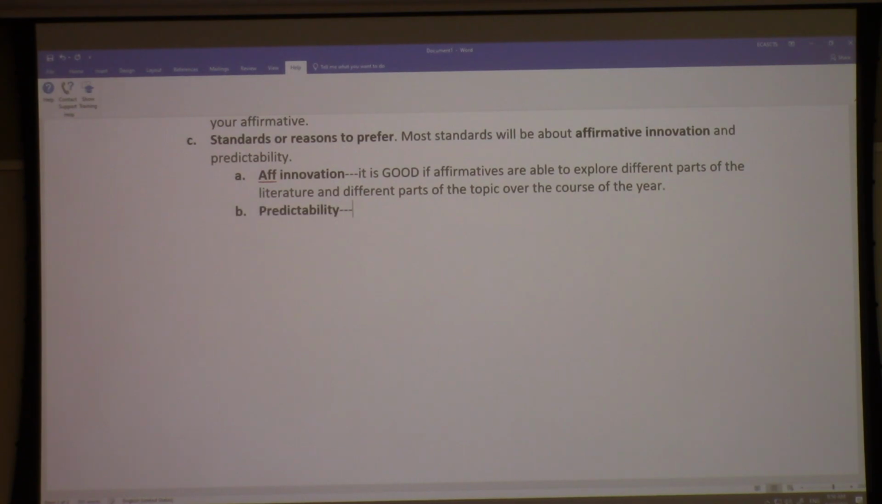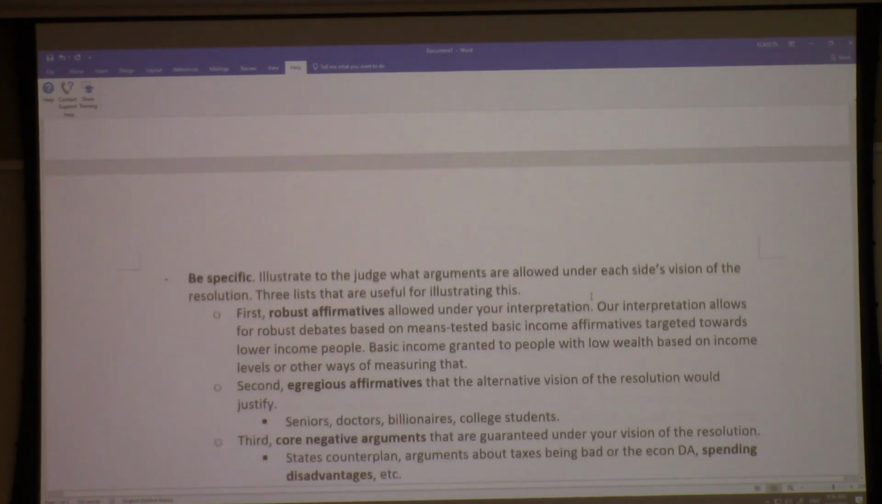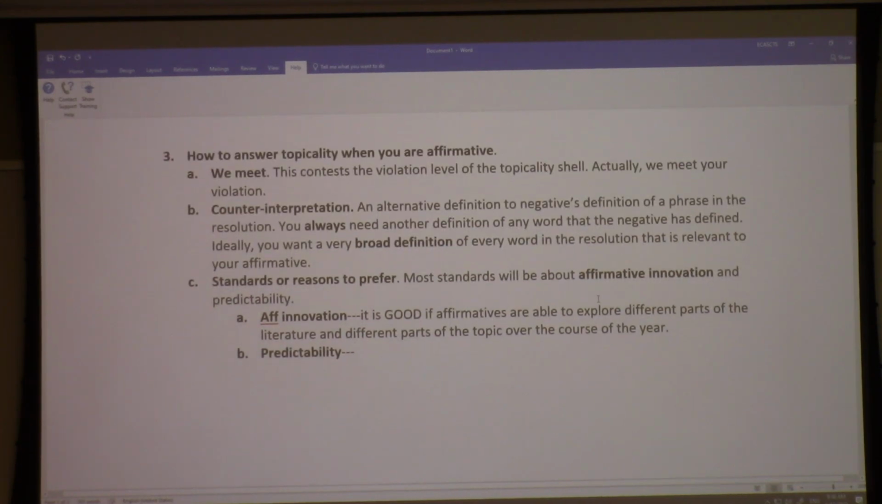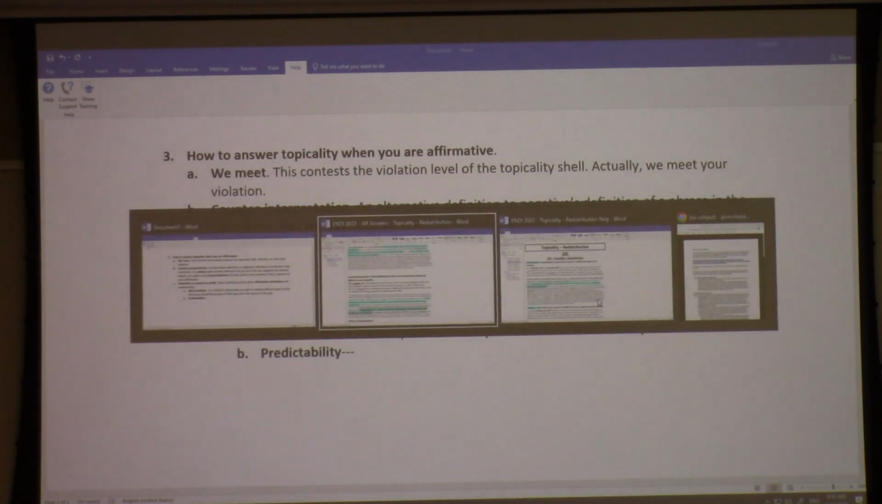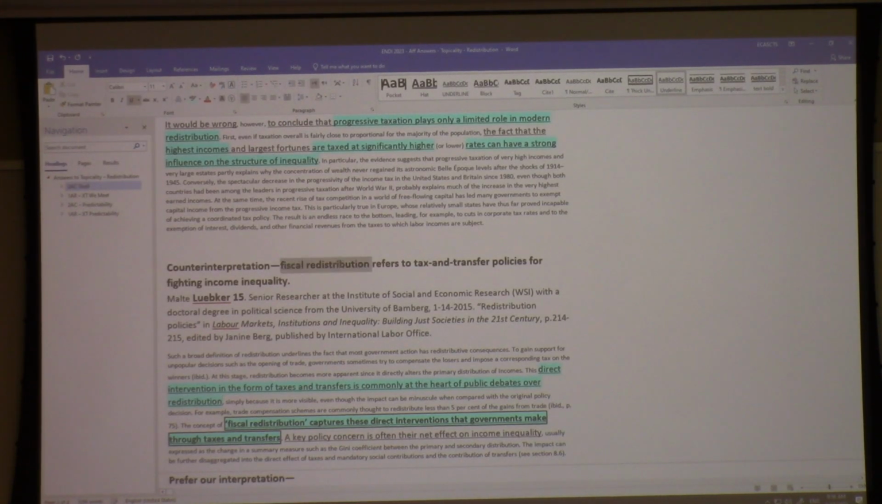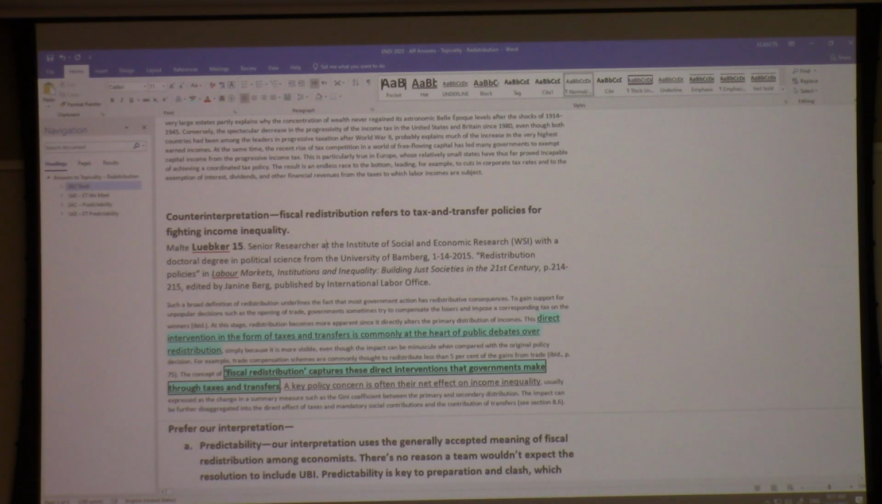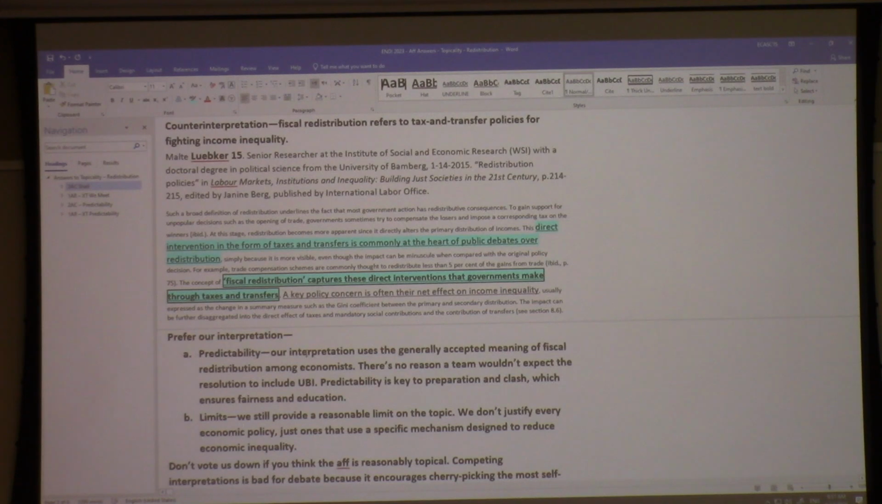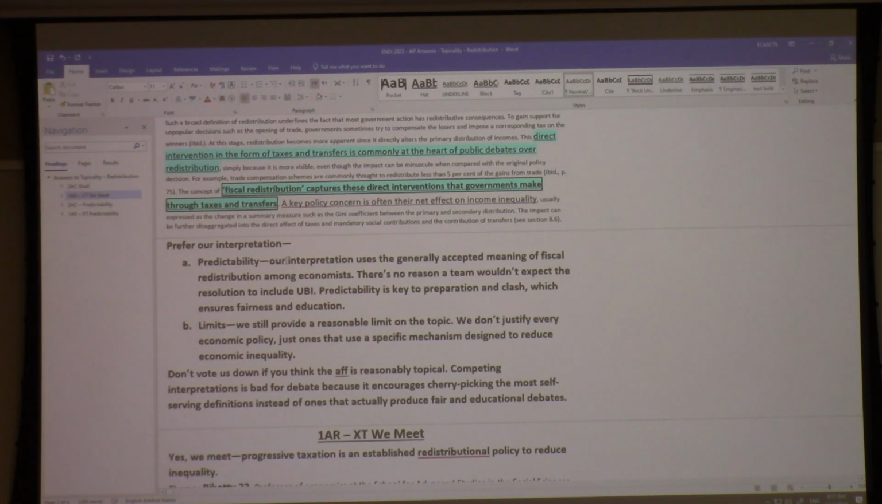You'll notice that predictability is both a negative standard and an affirmative standard in this case. That's because certain topicality definitions or violations might be less predictable than others, and affirmative teams should generally have a predictable definition that they're responding to. So let's go back and look at our counter interpretation. We'll see that this is a definition from somebody who is working in the context of economic inequality literature, and they have a very clear definition of fiscal redistribution, with clear intent to define, that explains what these policies look like. And you see that your affirmative answers make these arguments for you.